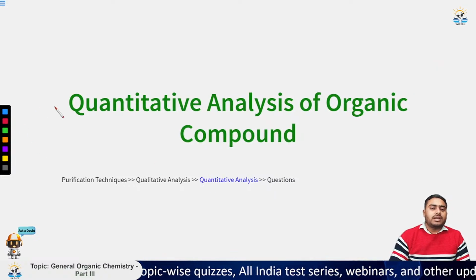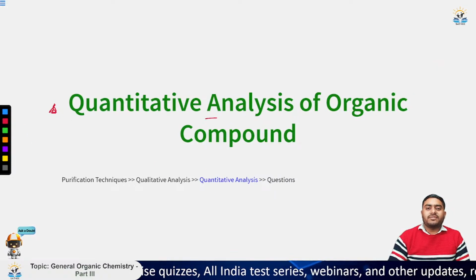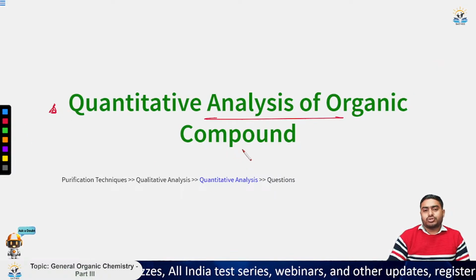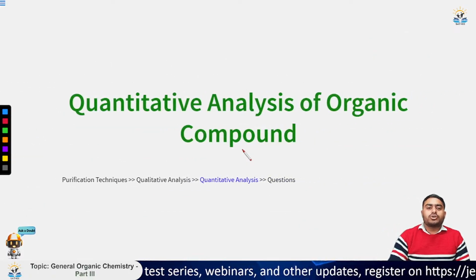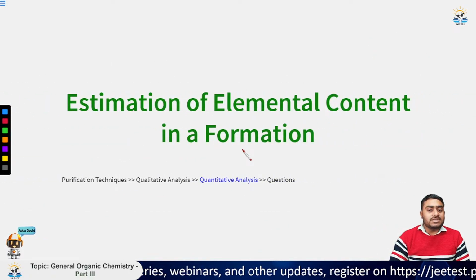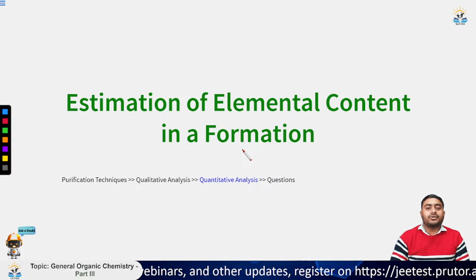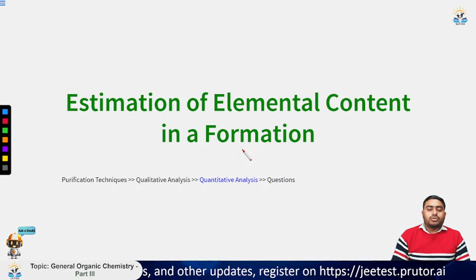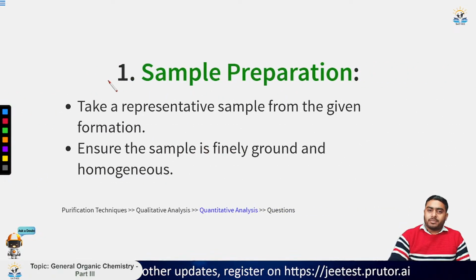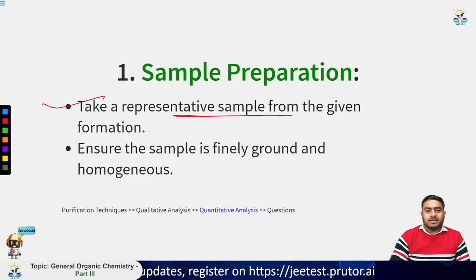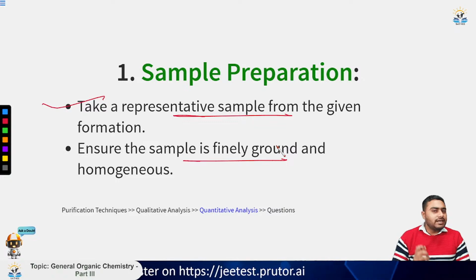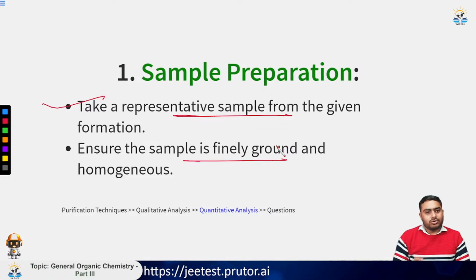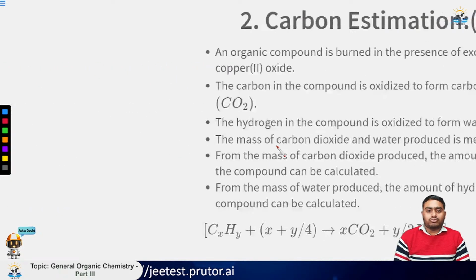The next part is quantitative analysis of organic compounds. We are done with the detection of halogens. In quantitative analysis, we will be discussing the estimation of elemental content in a compound. For sample preparation, first take a representative sample from the given compound. Ensure the sample is finely ground and homogeneous, okay? It should be finely ground.